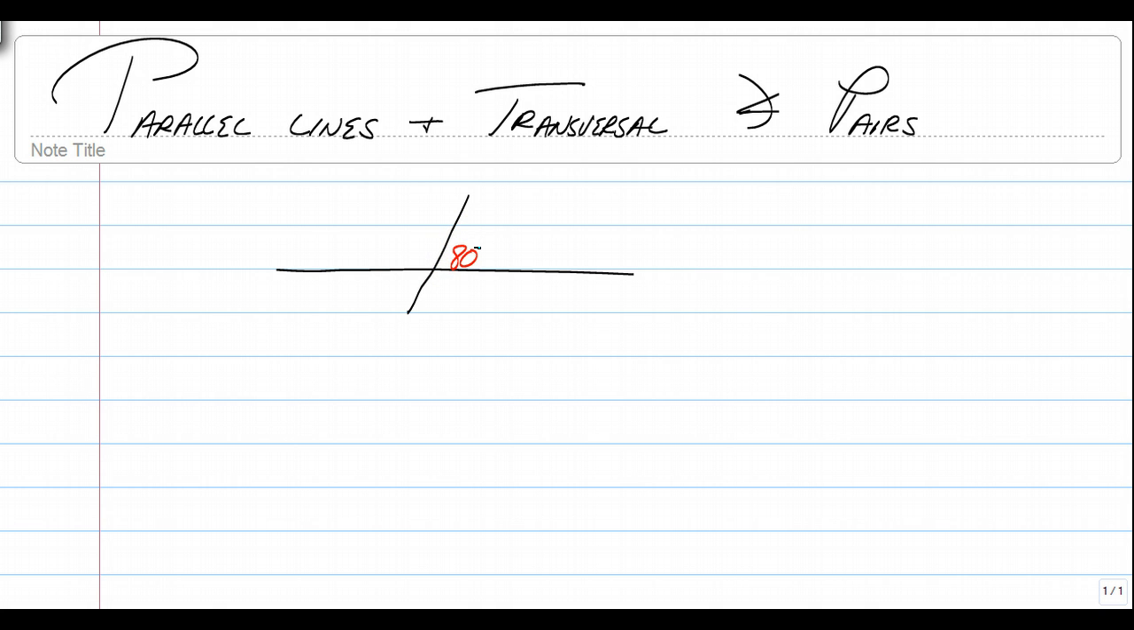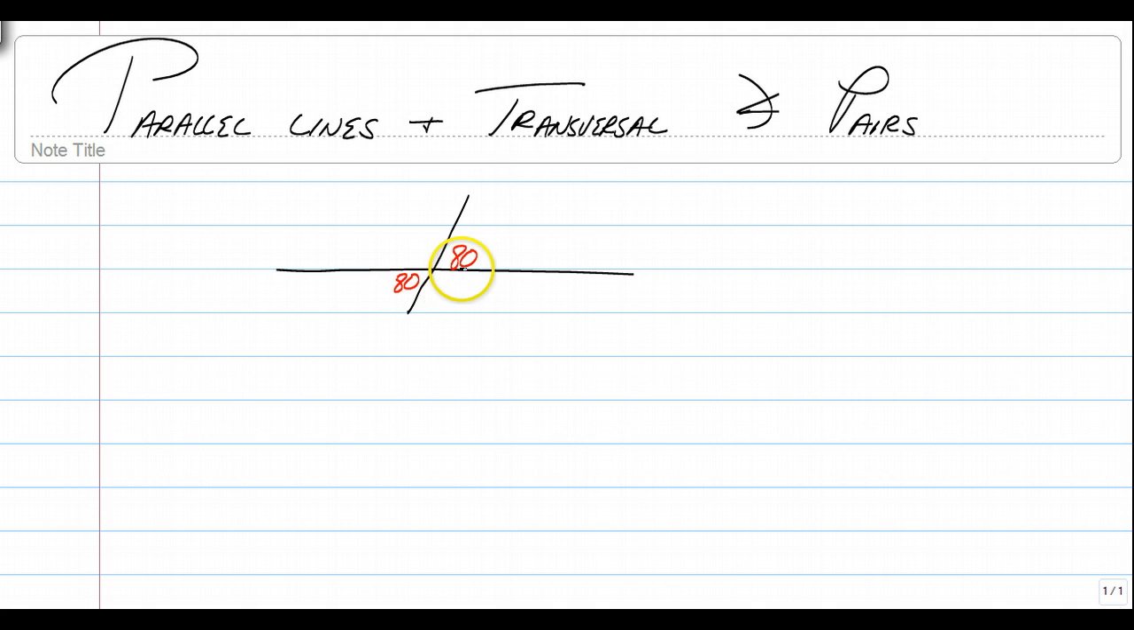Now what I want you to think about is what are the measures of the other three angles? This is stuff that you've learned back in the day. So take a minute and think about what the other three angle measures are going to be. And I'm guessing one of the first things you thought of is the fact that vertical angles are congruent, so that guy is going to be 80.